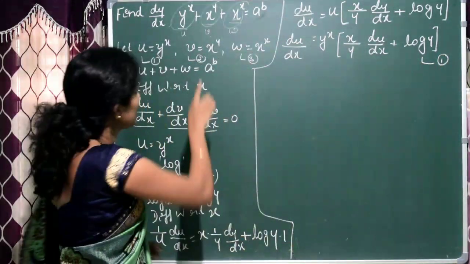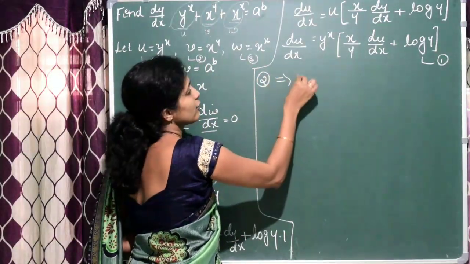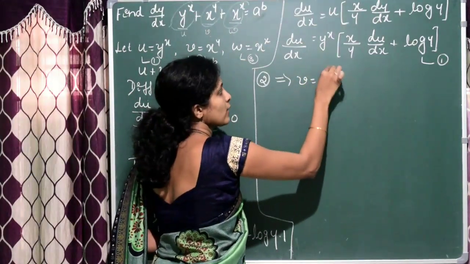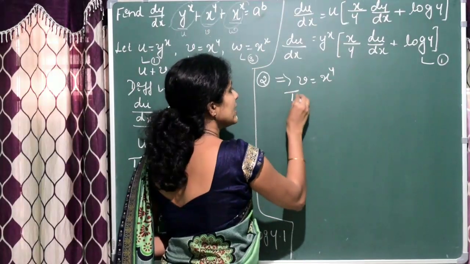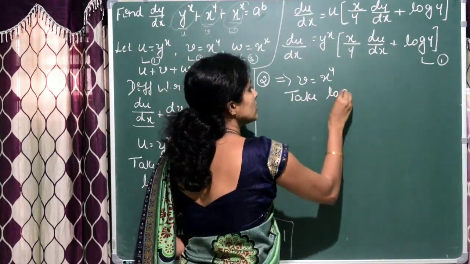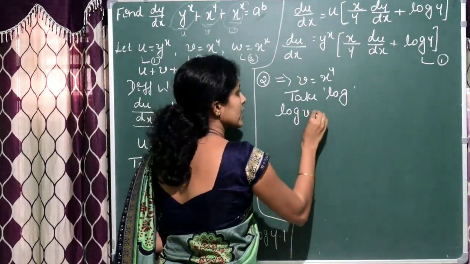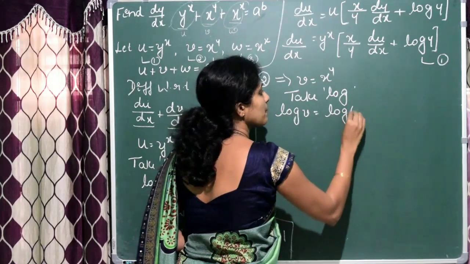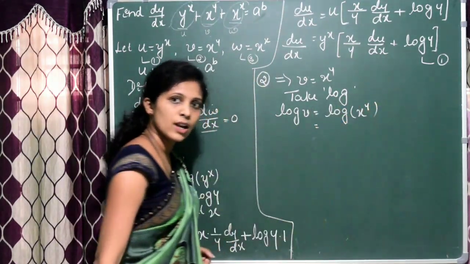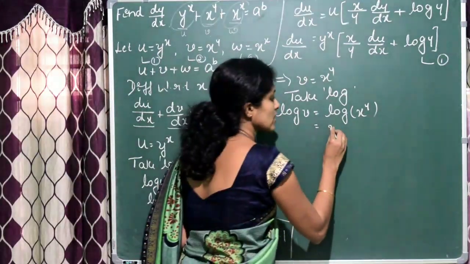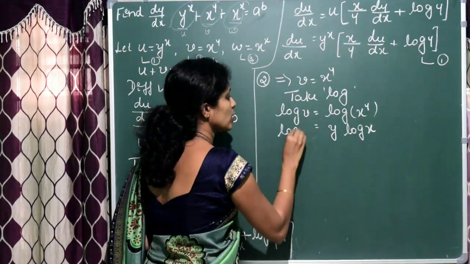Now we'll differentiate the second one. What is the equation? v is equal to x to the power y. You have to differentiate this one. For this also you have to take log on both sides. So now log v is equal to log of x to the power y. Log m to the power n will be n log m. So this is now y into log x. So log v is equal to y log x.